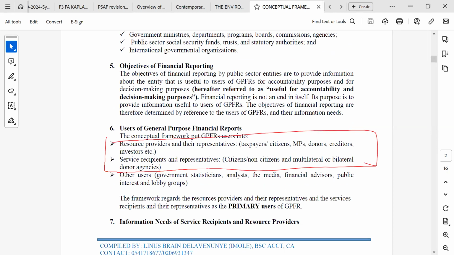So the question can ask you, who are primary users of what? Of general purpose financial reporting. Primary users are either the resource providers and their representatives, or service recipients and their representatives, or both. You are good to go. You don't have to struggle. All right, so that is it about that one.